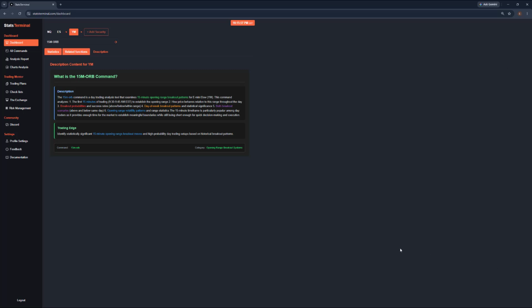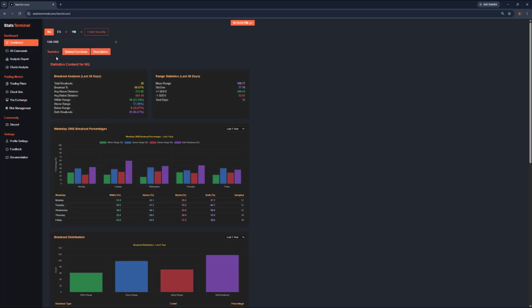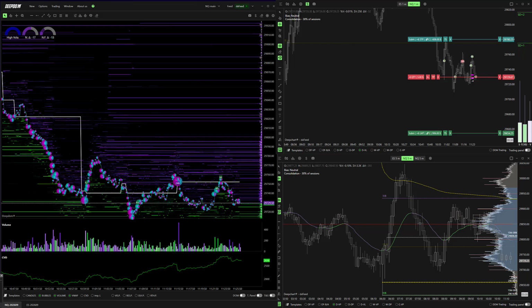Instead of guessing whether the breakout is likely to work, you can see the actual historical performance and understand how the market has behaved under similar conditions. That's one of the reasons I like using statistics along with order flow. The statistics tell me what historically happened, and the order flow helps me understand what's going on right now.